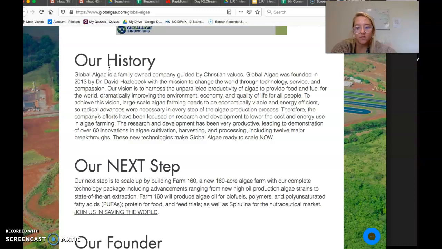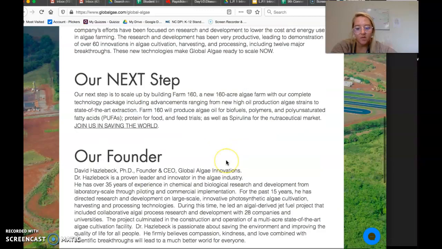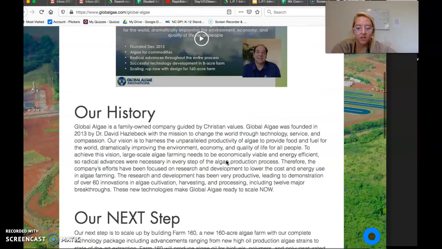To achieve this vision, large-scale algae farming needs to be economically viable, so it needs to be cheap enough that we can do it, and it needs to be energy efficient. So radical advances will be necessary in every step of the algae production process, right? They focus a lot on research and development to lower the cost of energy and the use of algae farming. Very, very cool, and one of their biggest farms is actually in Hawaii.